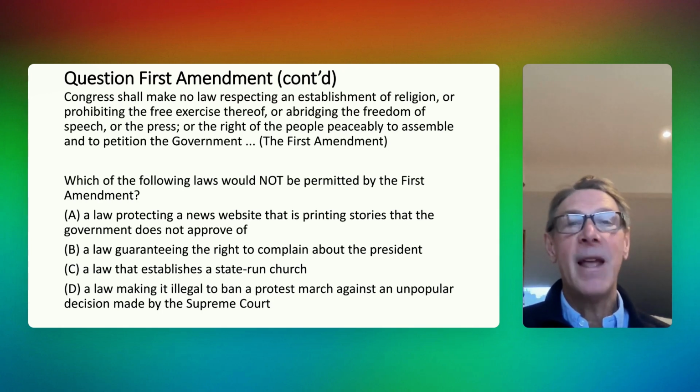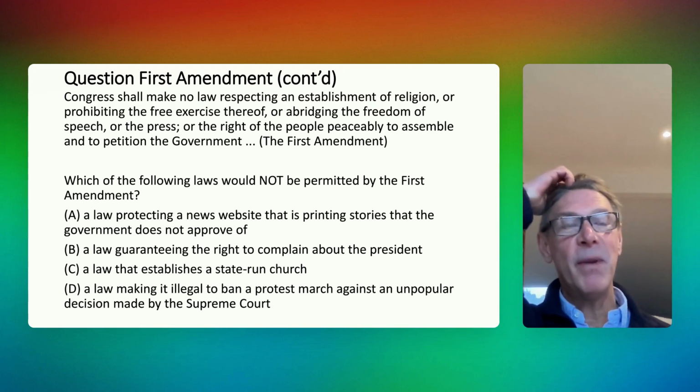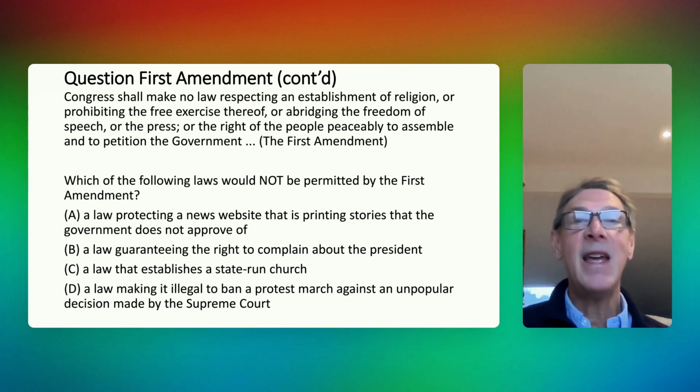Well, it's certainly A would be permitted. B, a law guaranteeing the right to complain about the president. Well, that would certainly be permitted because that's all about free speech. B is all about free speech. A is all about having a free press.